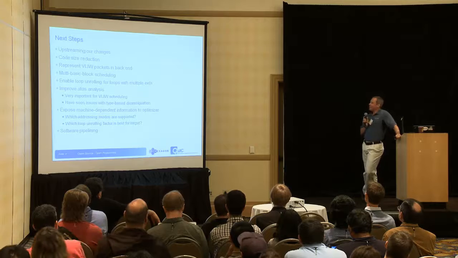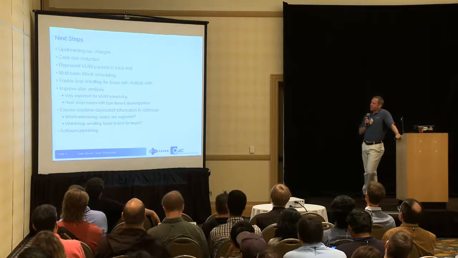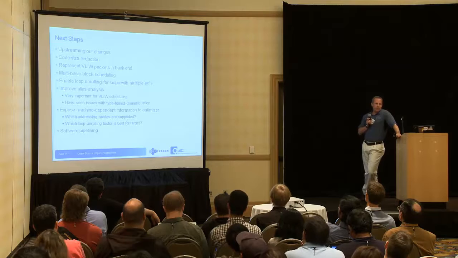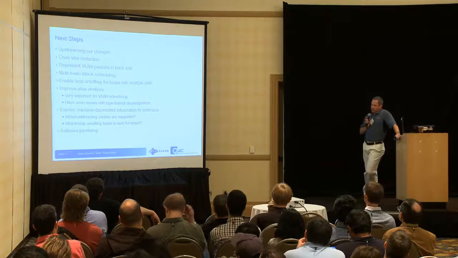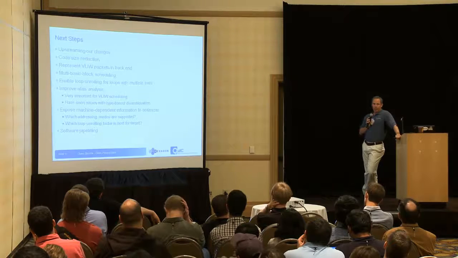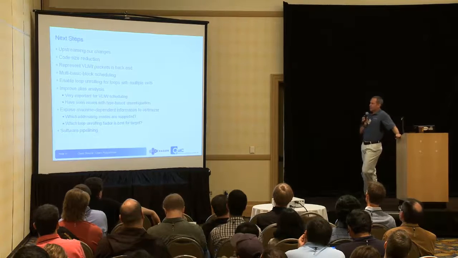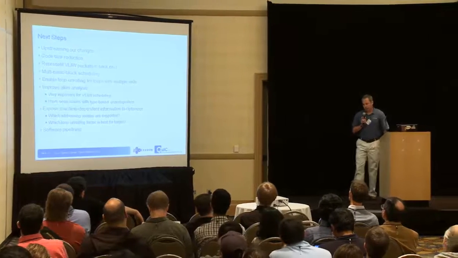It's not that hard. Some of the other things we need to work on: code size reduction, always important for embedded processors. There's been some discussion on the dev list about how to represent VLIW packets in the back end. And I think there's a lot more discussion. I'll throw out a few thoughts that would be nice to have as a way to represent a packet or any sort of opaque set of instructions that can be run through various parts of the back end.